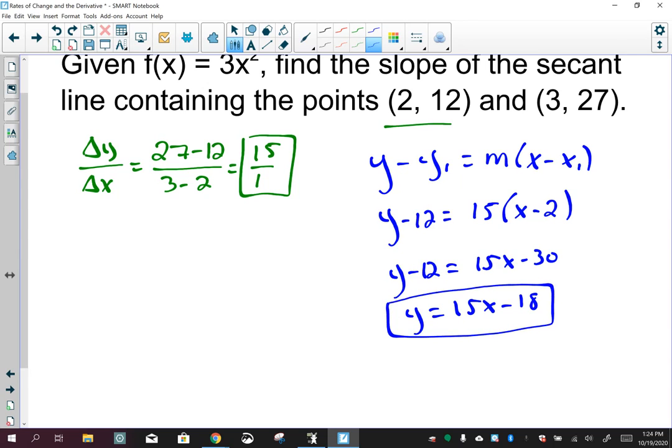Now, here is something really cool and really nice for you to know. If you are on your AP exam, unless they specifically say solve for y, you can stop right there. You have done exactly what they wanted you to do. That is an equation of a line. That is point slope form. You are done. So you don't have to go any further than what you have written right here.